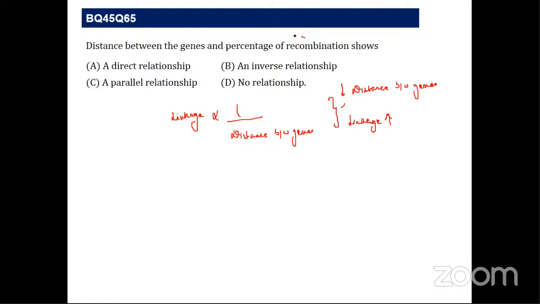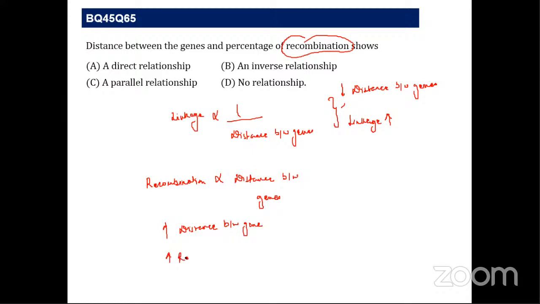Now the question is asking about recombination. So see, the relationship of recombination with the distance between the genes is going to be a direct relationship. How? See, if I increase the distance between the genes, what is going to happen? The chances of linkage are going to reduce, and the chances of recombination, the chances of crossing over, are going to increase. Okay, so that is a direct relationship.